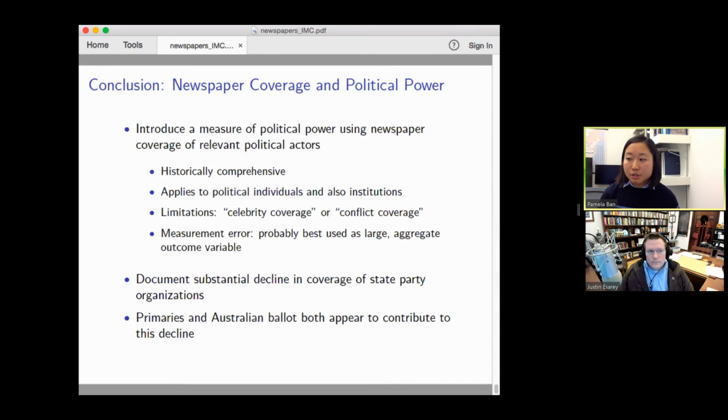Secondly, we are interested in the power of that organization per se, and not of that individual, because a lot of these bosses also had other things going on and would receive coverage for other things they were doing in the area, not just related to their political influence.